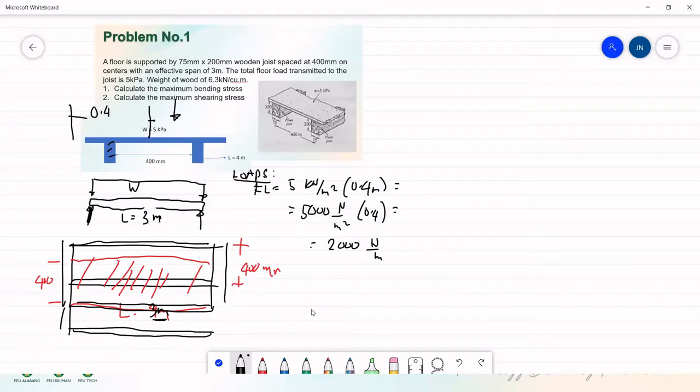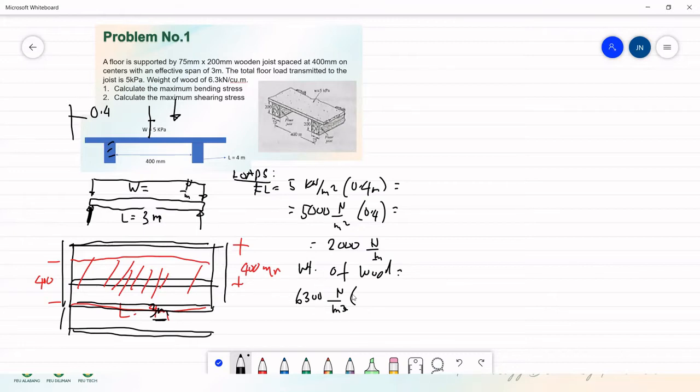the weight of the wood? Weight of wood. Anong weight of wood? 6.3 kilonewton per cubic meter or 6,300 newton per cubic meter. Okay? Anong i-multiply natin dito? Hindi natin isasama yung span kasi take note, this meter is already for the span. We are going to come up with Newton per meter.